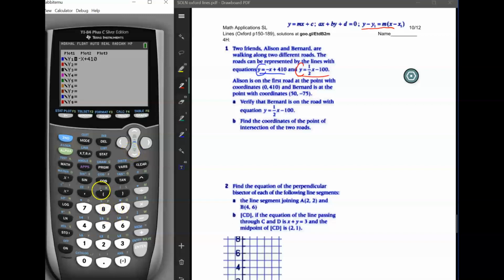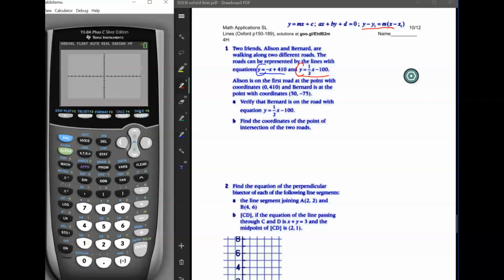If you want to put 1/2 as parentheses, 1/2 parentheses, or you could use the vertical fraction and then you don't have to use the parentheses. Number, go down to the bottom, n/d. If you don't have a newer calculator, you can use parentheses, 1/2 parentheses, x minus 100. Okay, and then we're going to graph.